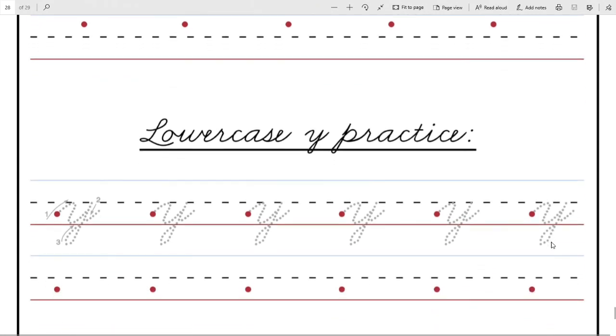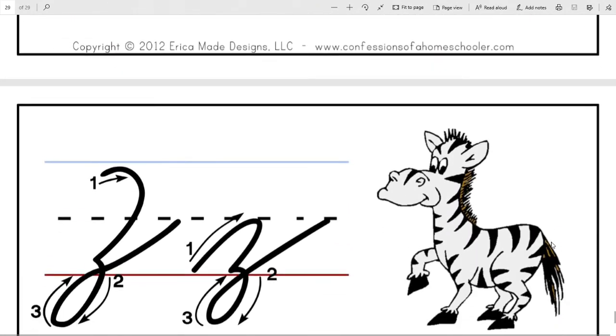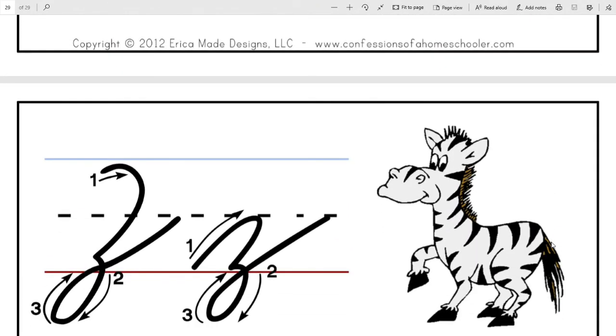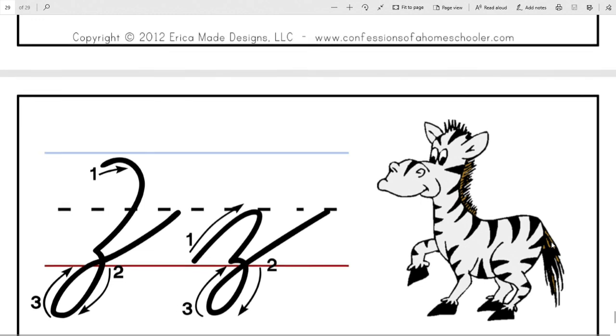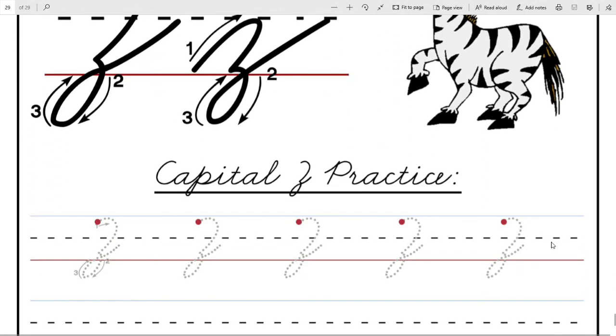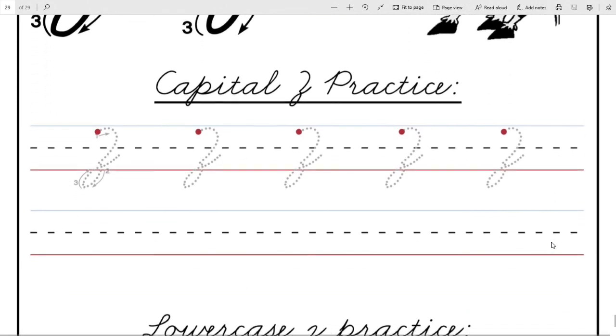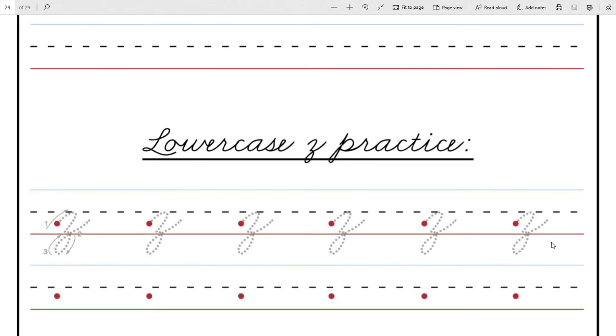Now next is the last letter Z. Z says Z. The picture is zebra. So now you see how to write capital cursive Z and small cursive Z.